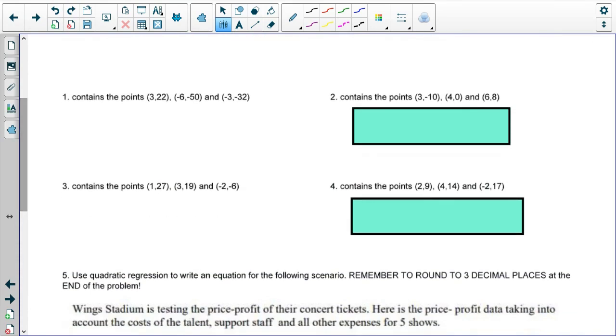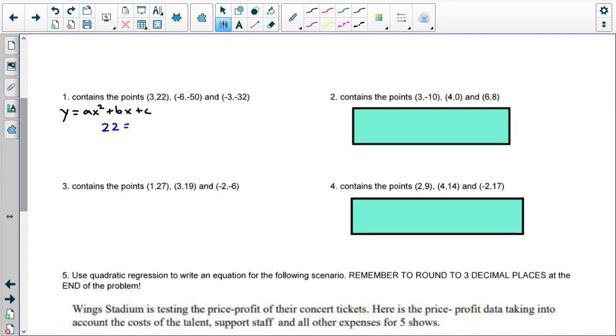Okay, so question 1 contains the points (3, 22), (-6, -50), and (-3, -32). Now, as we know, I'm going to write this down, but you don't have to. Last chapter, we would have solved this 3 by 3 by doing a system. So I substitute 3. I'll try and do all of these in a different color just to make it easier. I'll plug in 22 for y.